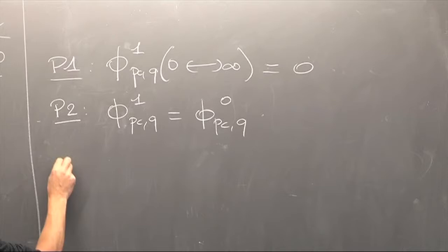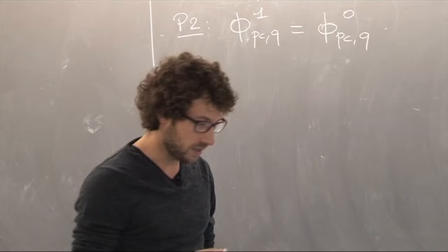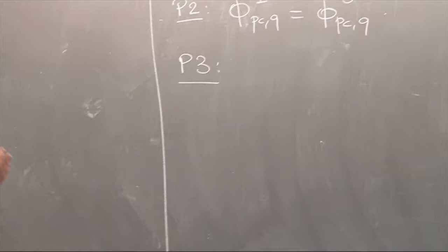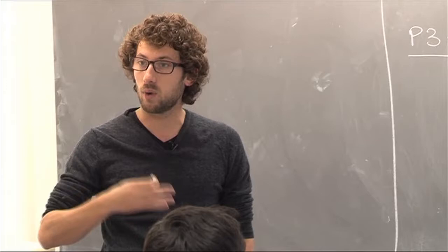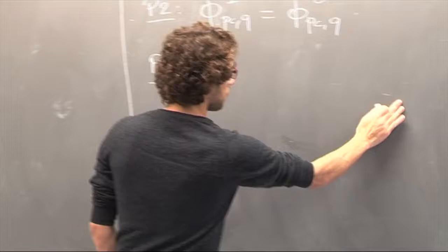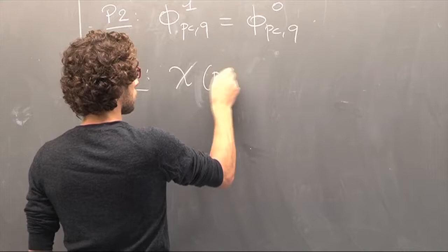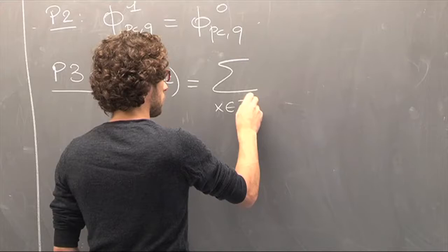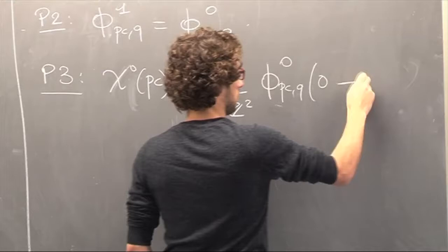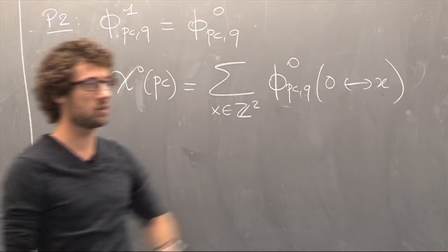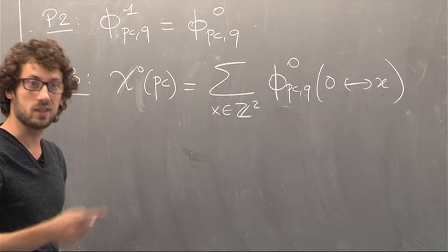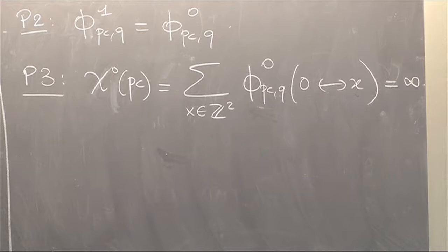A third answer, inspired more by the study of the free energy, from people who do things more in a thermodynamical way, would be that the derivatives of the free energy are well-defined, basically. My first derivative is well-defined. So it would be the fact that what we call the susceptibility is finite. So let's define chi of PC. It's just going to be the average size of the cluster of the origin. So you agree this is counting the average number of points connected to the origin. And it's a continuous phase transition if this thing is finite. Notice that a priori there is no reason these things are equivalent.